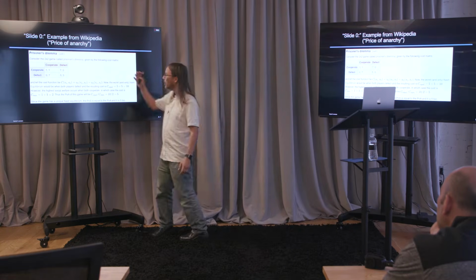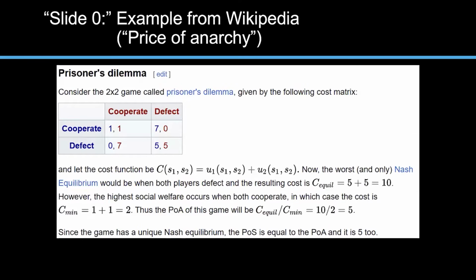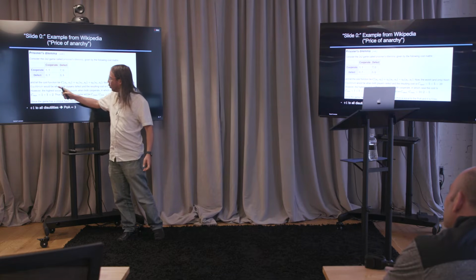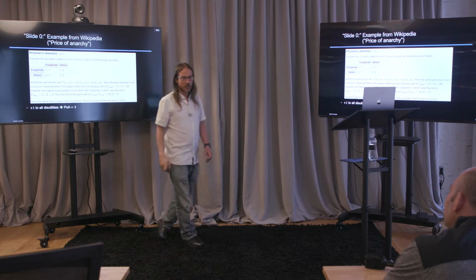To give you one example, if you open Wikipedia under price of anarchy, the first example is of a calculation of the price of anarchy. So what do they say? This is a prisoner's dilemma. Defect gives total disutility 10. Cooperate gives total disutility 2. They do the ratio, they see it's 5, and they say the price of anarchy of this game is 5. What's the problem? If you add 1 to all these utilities, you're allowed, they're only unique up to an affine transformation, then you need to take the ratio between 4 and 12, which gives you a price of anarchy of 3.